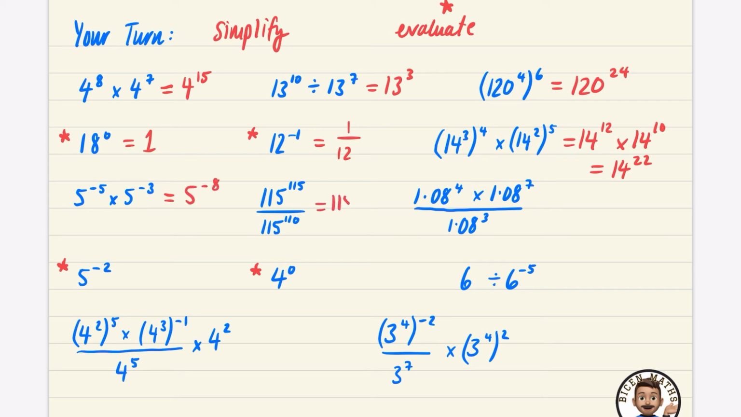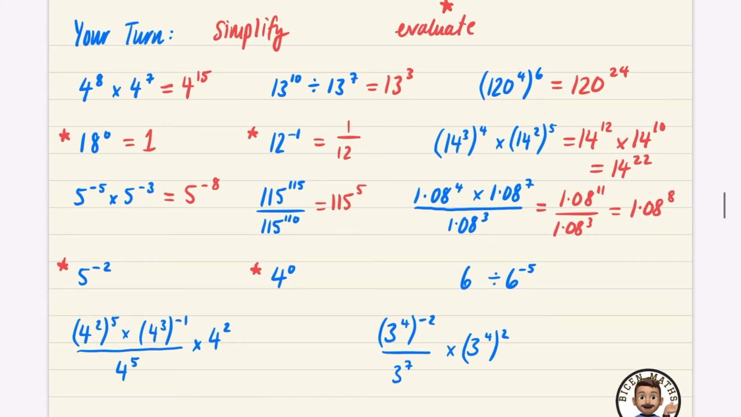It's going to be 115. I've got the same base, so I can subtract them. 115 take away 110 is 5. I'll do the top part, which is going to be 1.08 to the power of 11, because 7 plus 4 is 11, over 1.08 cubed. I'm then going to be subtracting those powers, because I'm dividing, and 11 take away 3 is 8.